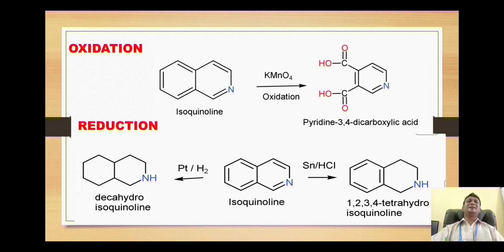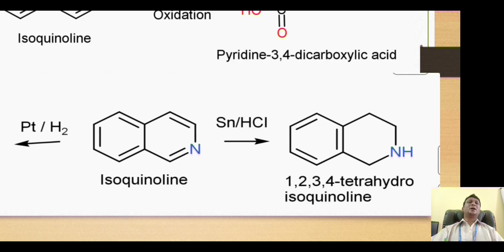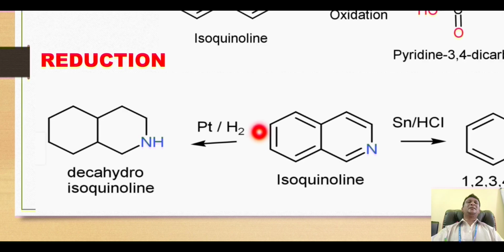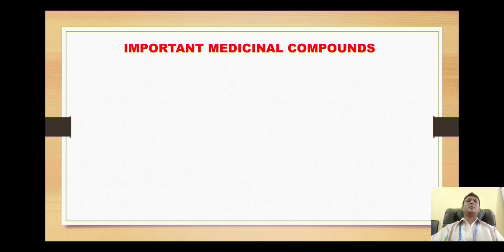The next reaction is the reduction reaction. The isoquinoline, when treated with tin in presence of HCl, the pyridine ring first undergoes the reduction to give the corresponding 1,2,3,4-tetrahydroisoquinoline. When reduction takes place with a special reducing agent, hydrogen molecule in presence of platinum, all the double bonds will get saturated to give the decahydroisoquinoline. So dear students, that's all about the important reactions of isoquinoline.